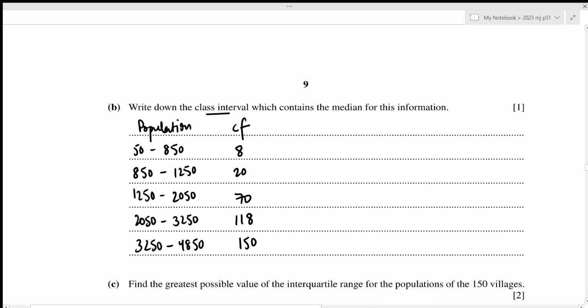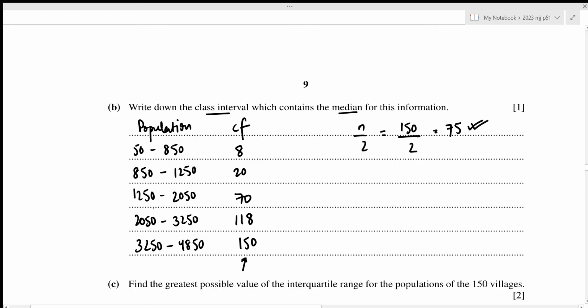So now let's calculate the median. In order to figure out which class contains the median, we first need to figure out n by 2. The total number of observations in this case is 150. So n by 2 is just going to be 150 by 2, which is 75. So we're looking for a class where the cumulative frequency contains the 75th item, right?